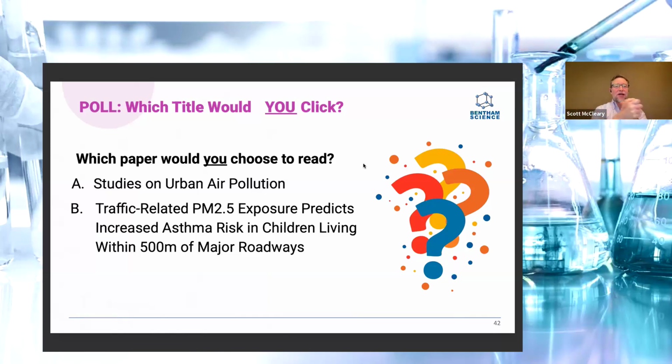Which title would you click? In other words, if you saw this in a database or a search, which title would entice you to click and find out more? A, studies on urban pollution, or B, traffic-related PM2.5 exposure predicts increased asthma risk in children living within 500 meters of major roadways.